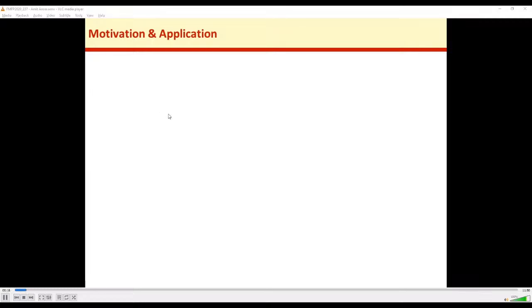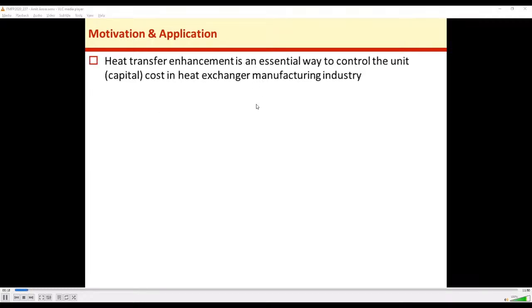Let me first begin with the motivation and the application. In heat exchanger industry, heat transfer enhancement is an essential way to control the unit cost. It helps in reducing both material and manufacturing.